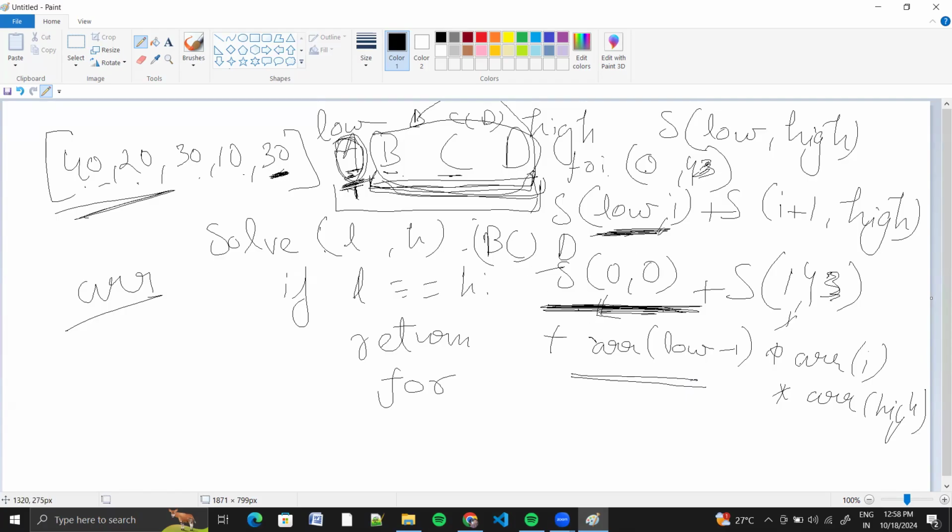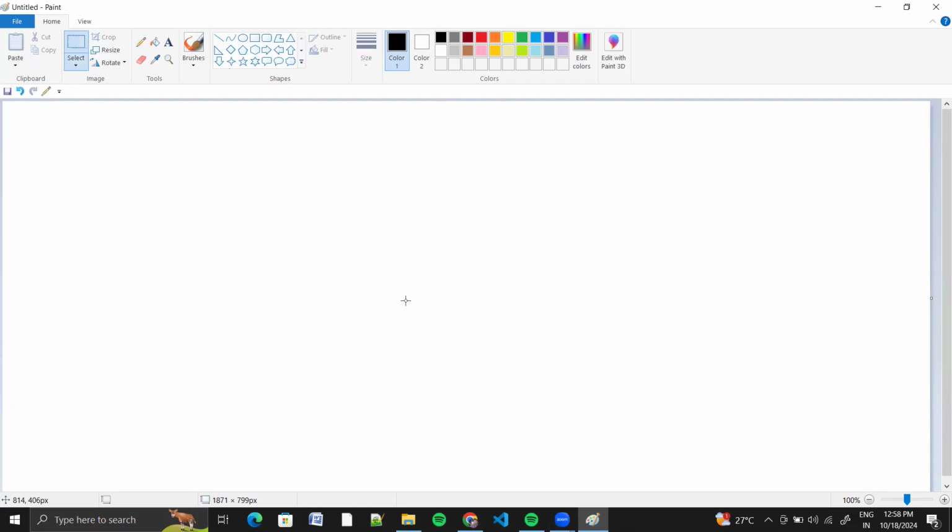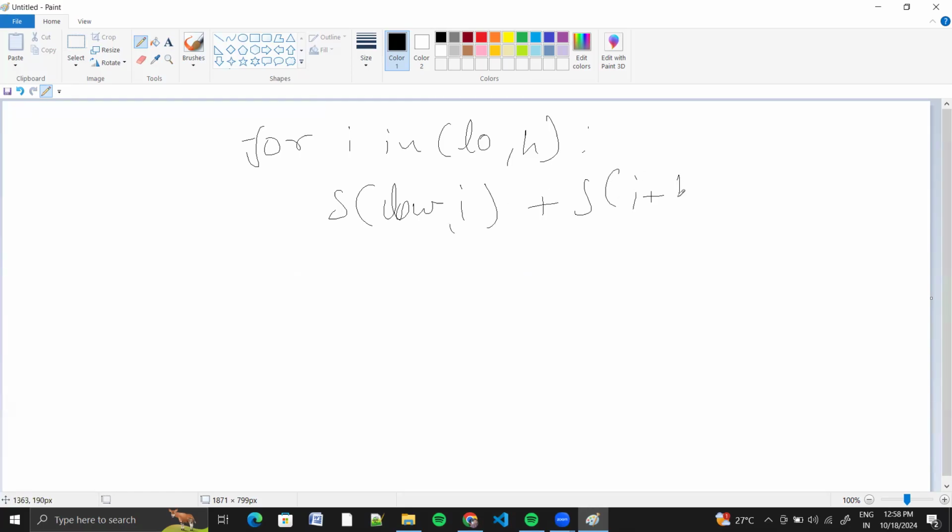But again, you remember we are running a loop, so I will clear this up. We are running a loop for i in low to high. What we are running is s of low, i and s of i plus 1, high. This is what we are running right now. So i becomes, first it was 0, equal to low, then i became 1, then it will become 0, 1.